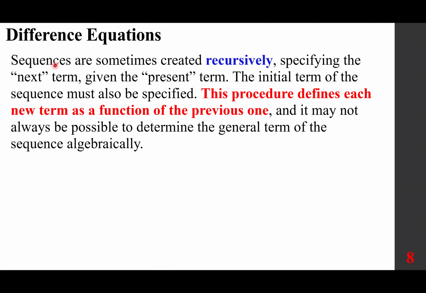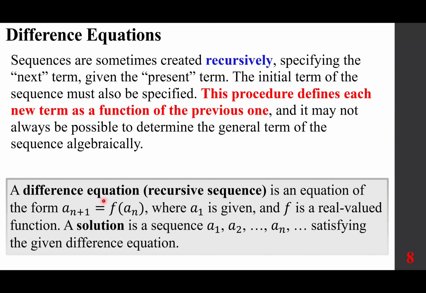Sequences are sometimes created recursively, specifying the next term given the present term. The initial term of the sequence must also be specified. This procedure defines each new term as a function of the previous one. And it may not always be possible to determine the general term of the sequence algebraically. We've discussed that before. A difference equation or recursive sequence is an equation of the form a sub n plus 1 equals f of a sub n, where a sub 1 is given and f is a real valued function. A solution is a sequence a sub 1, a sub 2 all the way to a sub n, satisfying the given difference equation.